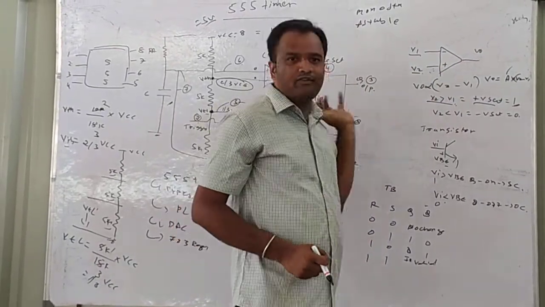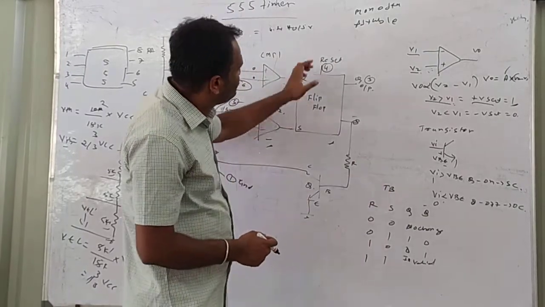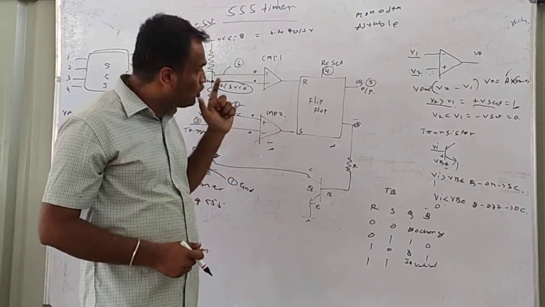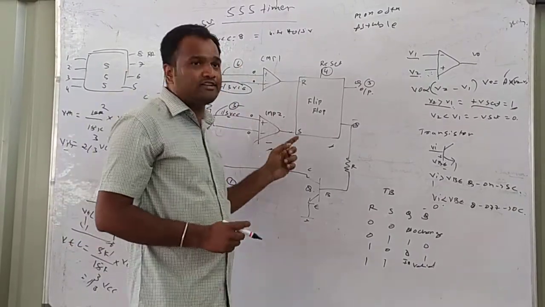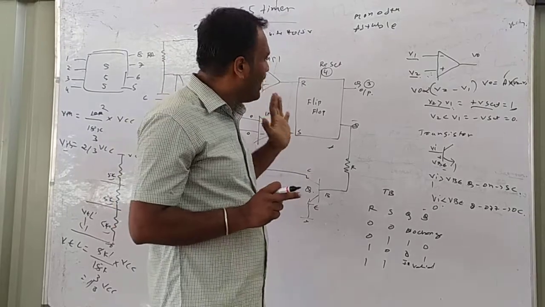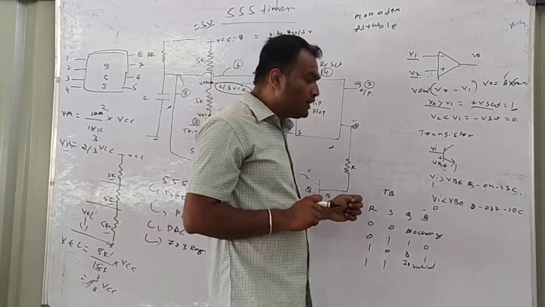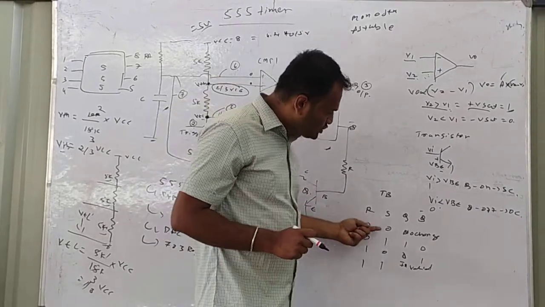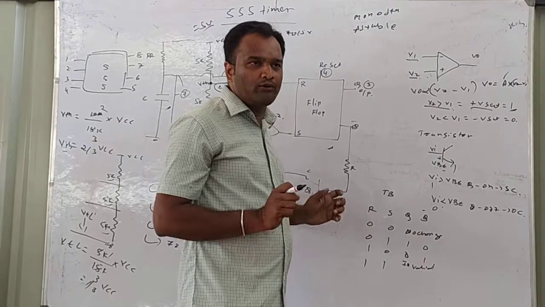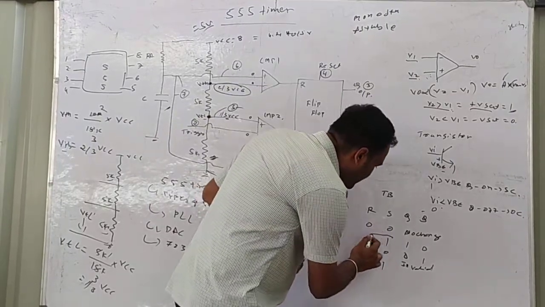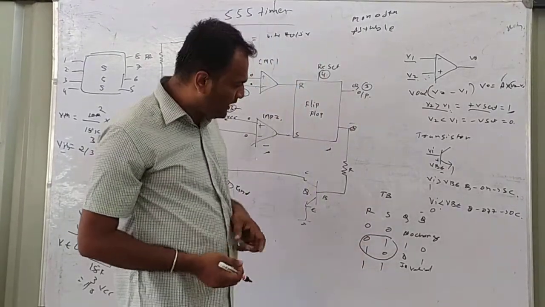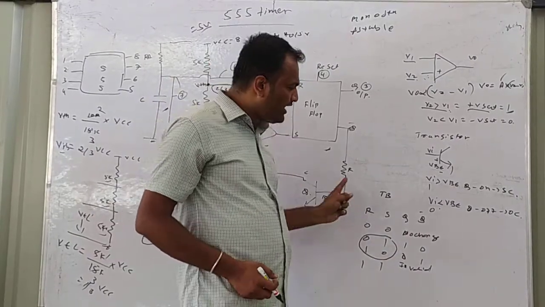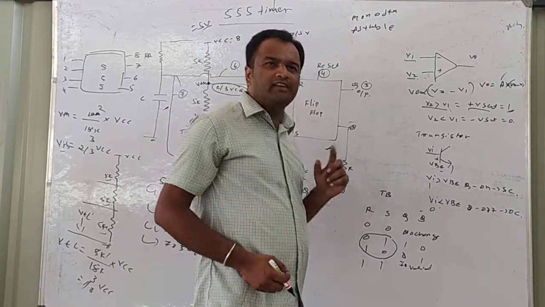Now coming to the next stage, what is the next stage? The next stage is the flip-flop. In the flip-flop, you should understand the truth table of the RS flip-flop. Here again we have two inputs, which means we get four different combinations: 0 0, 0 1, 1 0, 1 1. Here I need only two combinations. What are those two combinations? 0 1 and 1 0. R indicates the reset pin, S indicates the set pin.